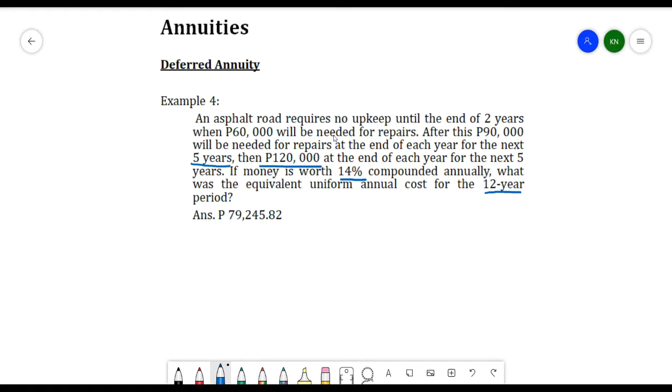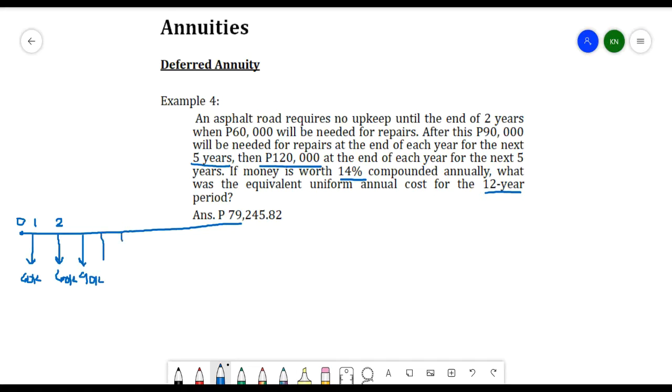So if we try to draw this one into a cash flow, in a deferred cash flow, we have 12 periods, right? So this is the 0, this is 1, and 2 is 60K. In the next 5 years, that is 90K.